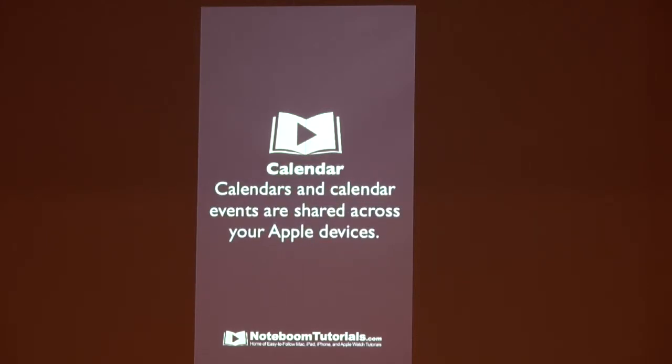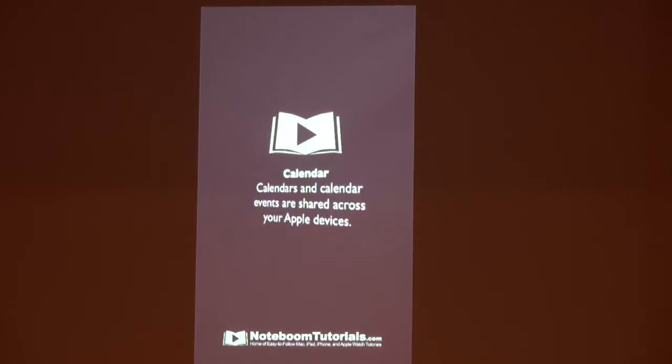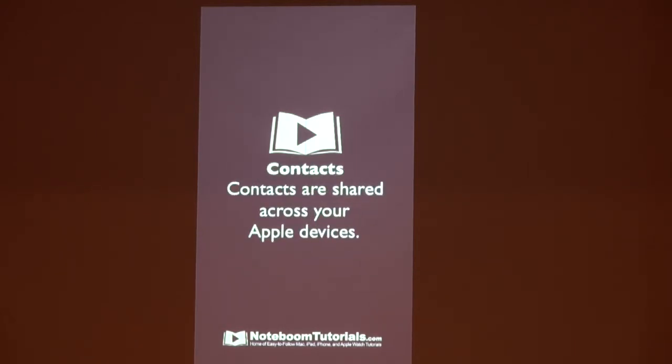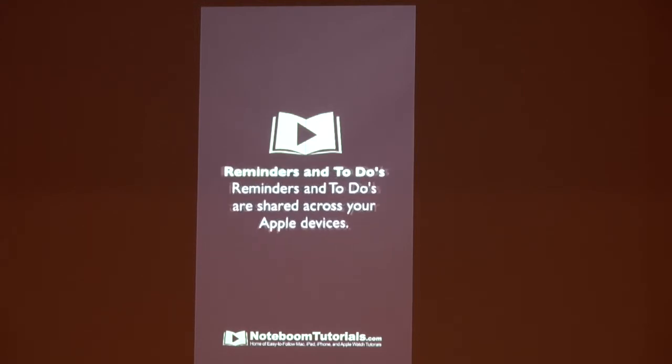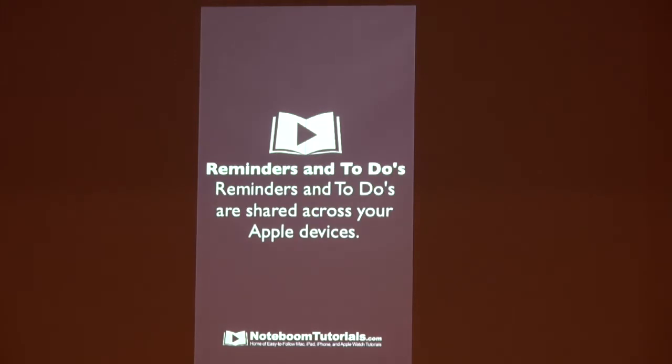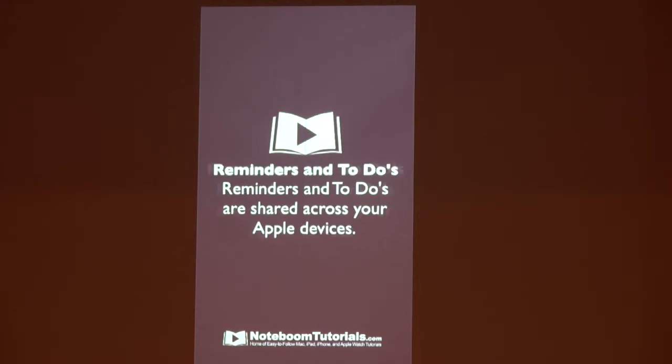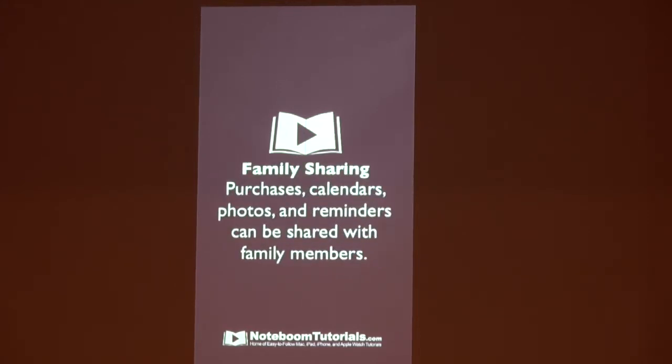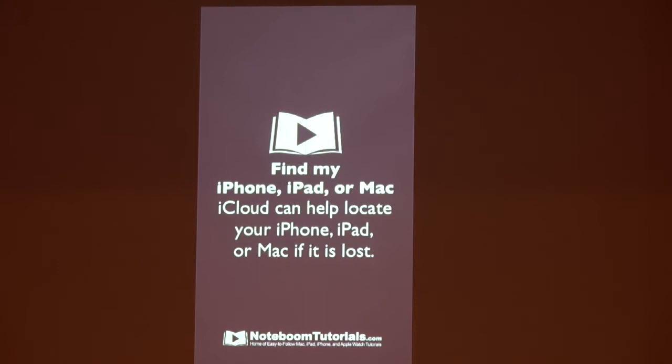Calendar. We can create different calendars and events, and these are shared across all of our different devices. Contacts. When we create a new contact, our contact is shared among all of our different devices. I also have Reminders. I create a reminder on my iPhone, it shows up on my Mac or my iPad. We also have Family Sharing. With Family Sharing, we can share purchases, calendars, reminders, and more with other family members. We also have Find My iPhone, iPad, or Mac. iCloud can help us locate our different devices when we lose them.